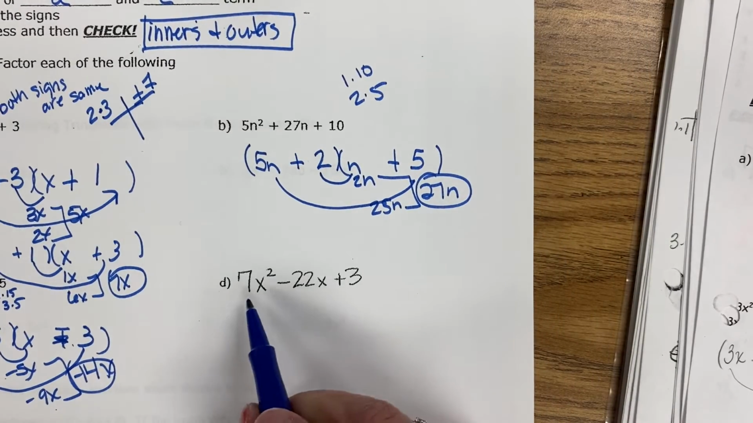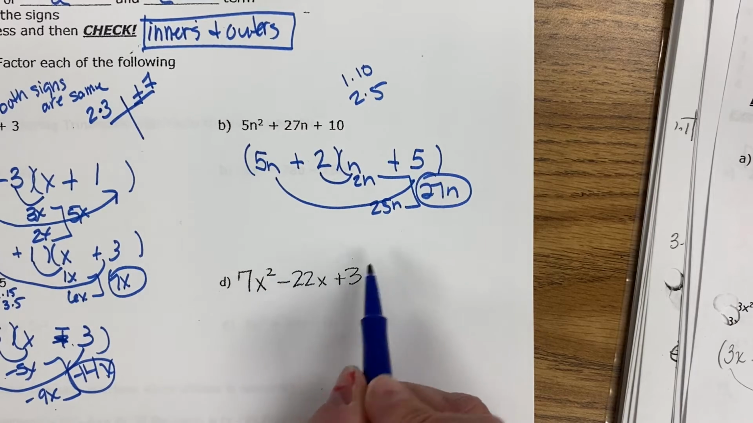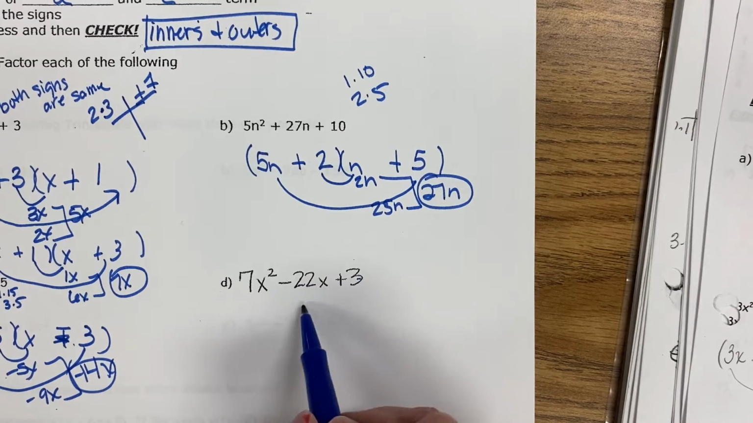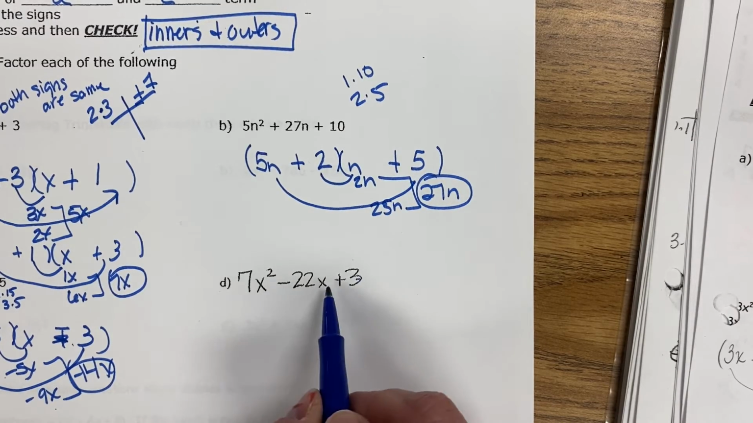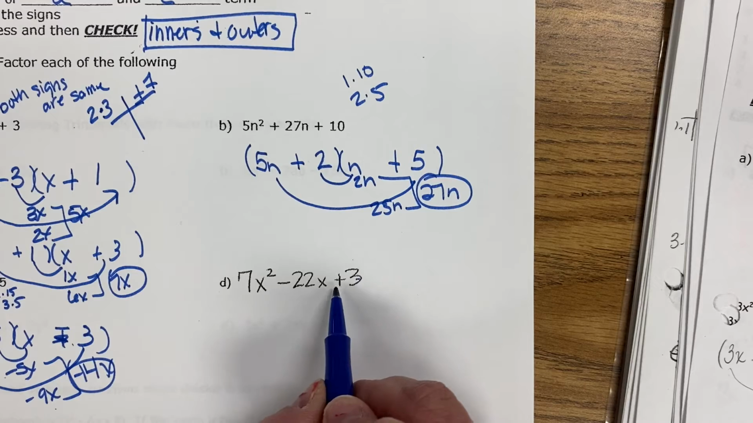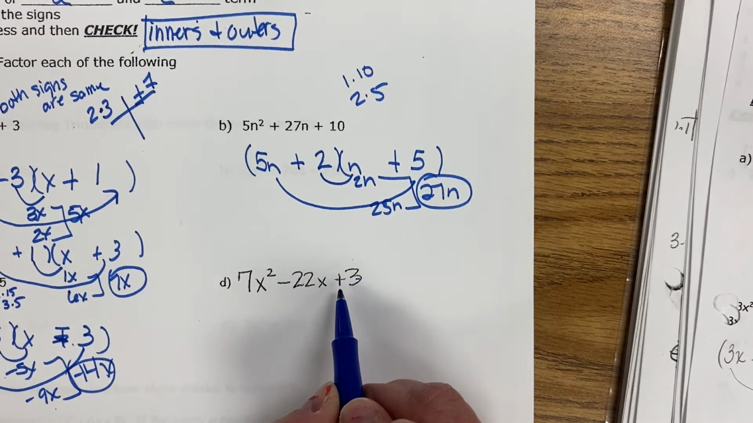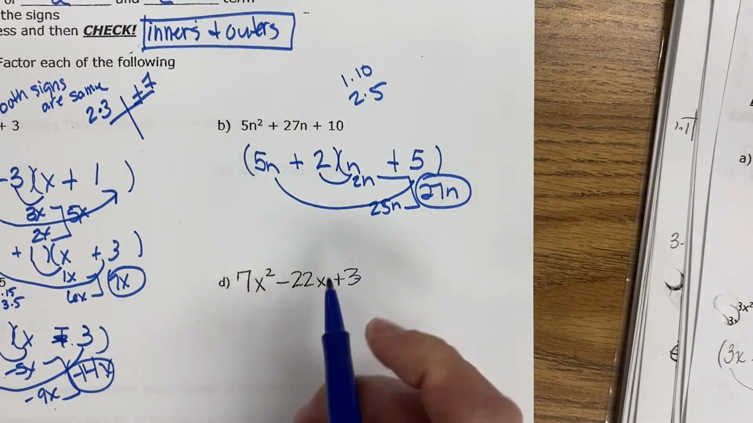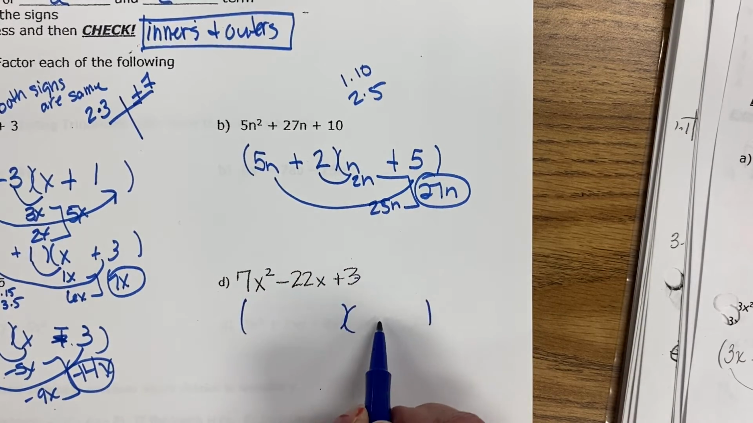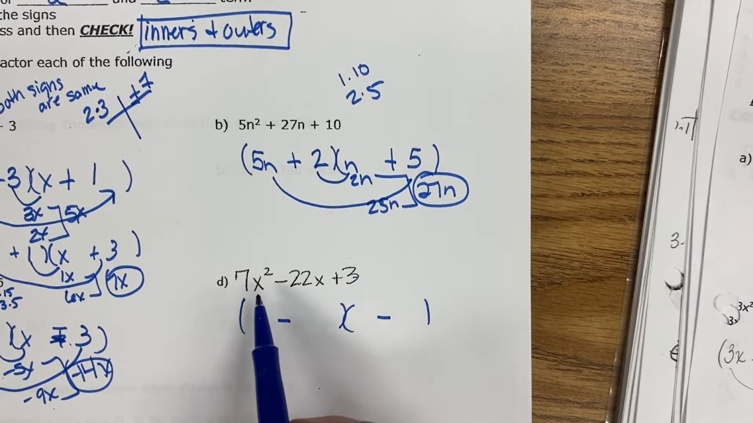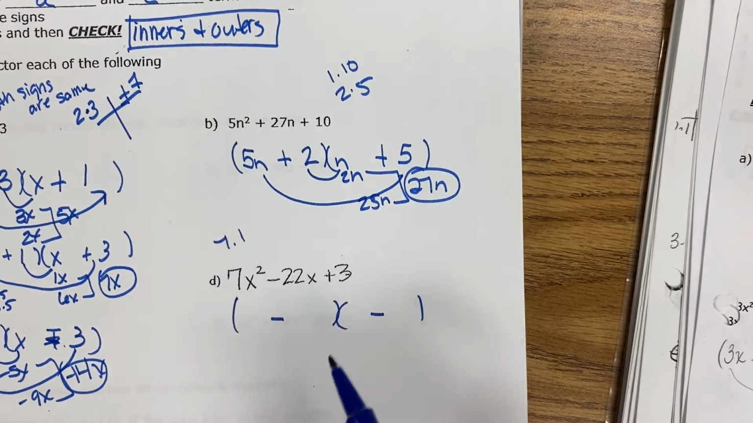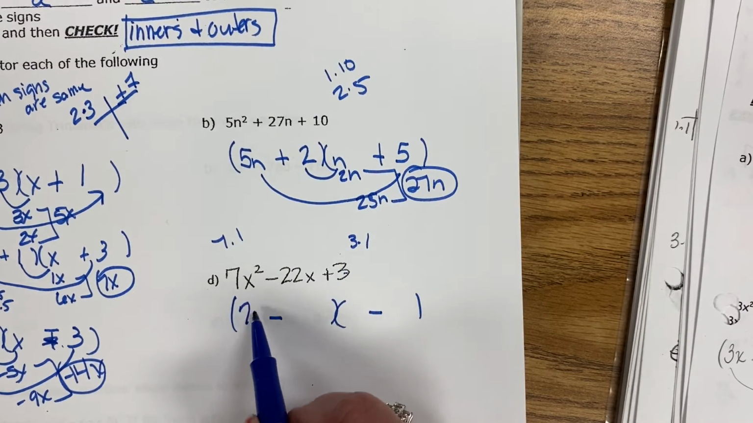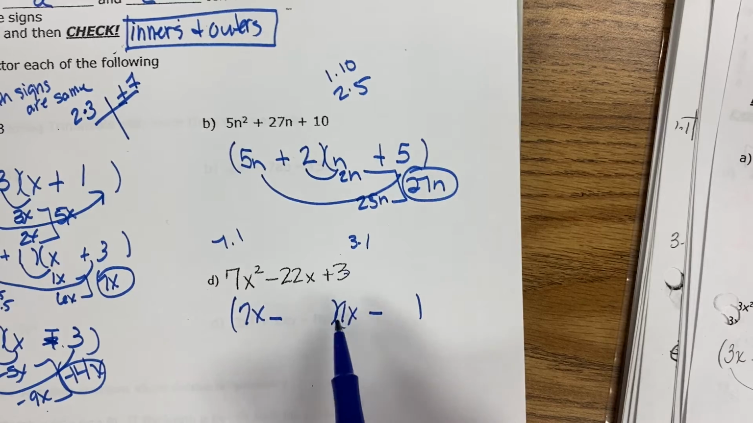All right, looking at letter D, 7x squared minus 22x plus 3. Greatest common factor, is there anything to pull out? There is not, because the greatest common factor is 1. This positive tells me that the signs are the same. This tells me that they're both going to be negative. So I have a negative and a negative. Factors of 7 are 7 times 1, and factors of 3 are 3 times 1. So I know I have a 7x here, and I can have a 1x.